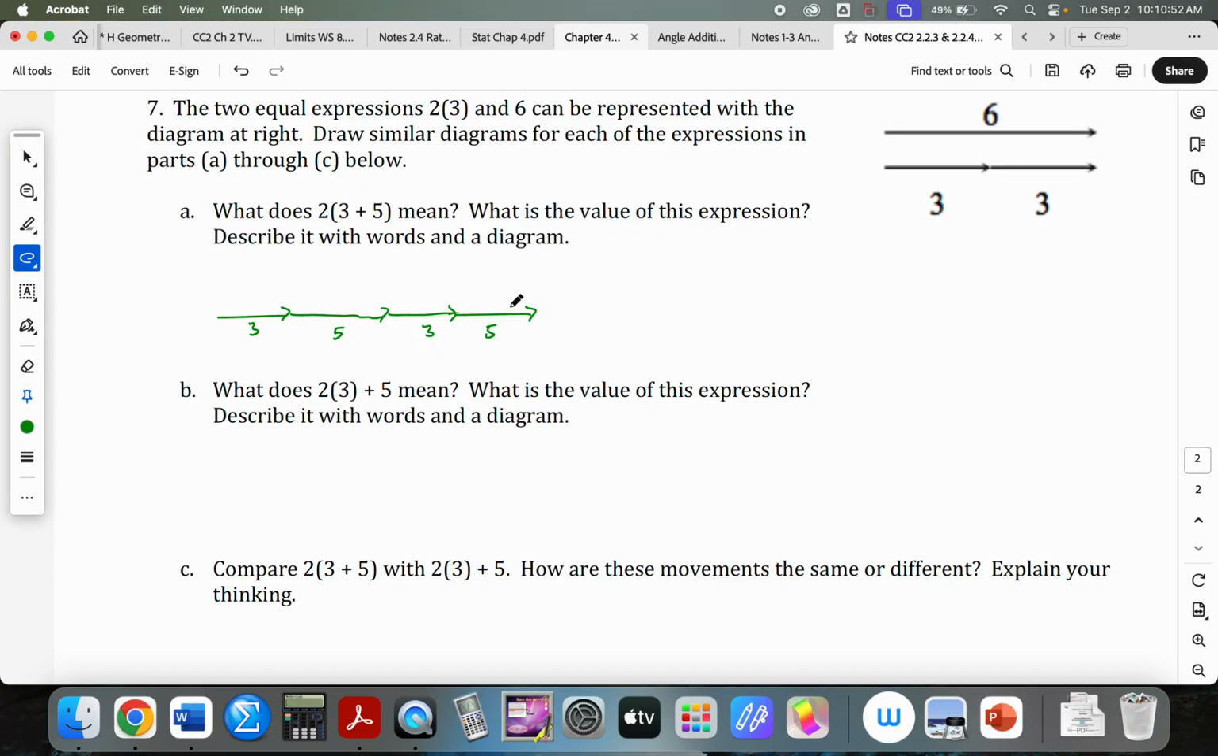So what's the value of this whole expression? 16. So this whole expression is the same thing as 16. So it says describe it with words and a diagram. We've described it with a diagram. In words, this would be two sets of 3 plus 5.